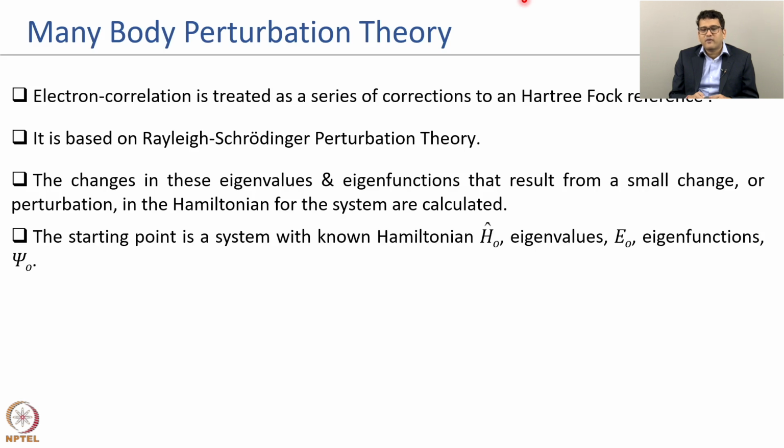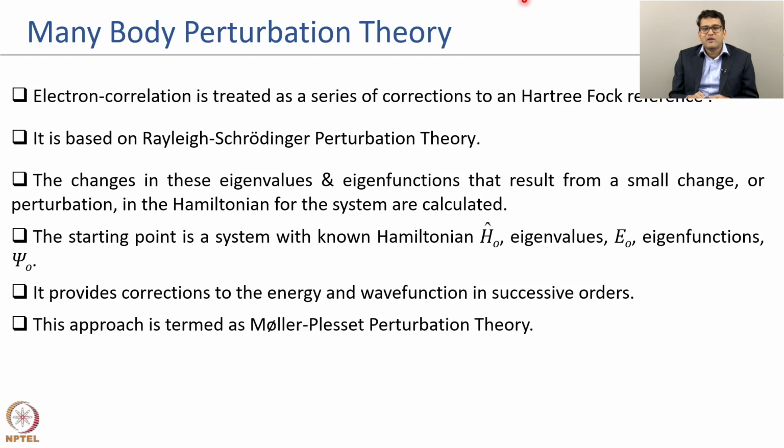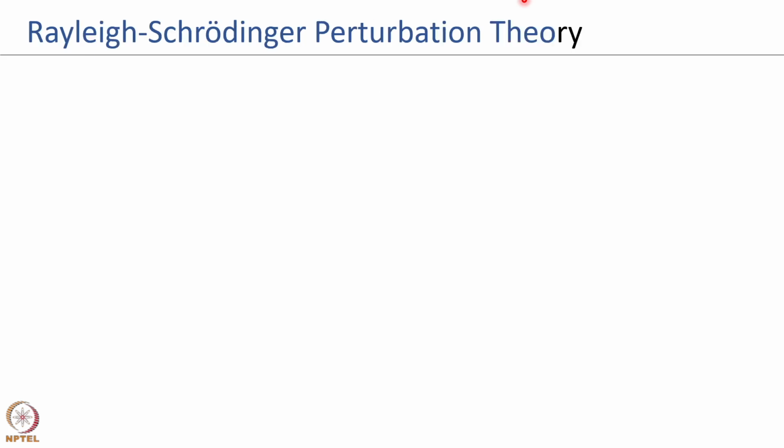So, the starting point is to get a 0th order Hamiltonian for which the eigenvalues and eigenfunctions are known, and then you can express the correction to the energy and eigenfunction in successive orders. When you use the Fock operator as your 0th order Hamiltonian, that is called Møller-Plesset perturbation theory. Møller-Plesset perturbation theory is a special case of Rayleigh-Schrodinger perturbation theory where your H0 is the Fock operator.